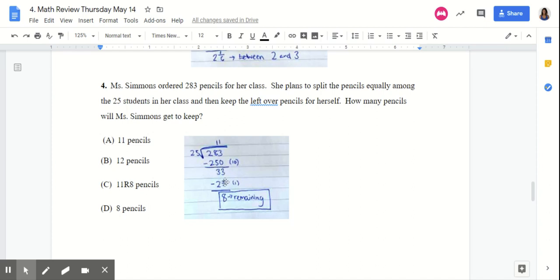So I knew that I would get 11 pencils for 25 students. Now, after I did my work out, I subtracted a big group of 250, so that's 10 groups, and there was 33 left over. So then I minus a group of 25, so that's 1. I have 8 pencils remaining. Now, this is how many she will keep for herself because she keeps the leftover pencils for herself. So the correct answer is D.